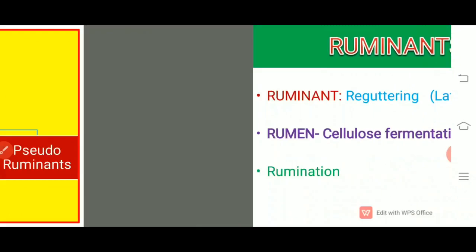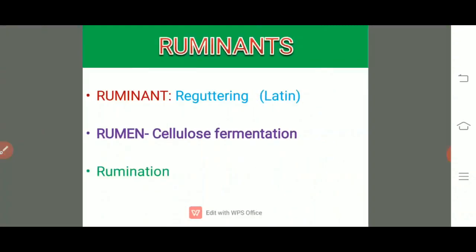Coming to the ruminants, the term ruminant has been derived from the Latin ruminare. Ruminare means regurgitating or remasticating the food material. Organisms like deer, antelopes, cattle, sheep, goats, camel and llama all have a special chamber in their stomach known as the rumen. This is meant for the fermentation of cellulose.